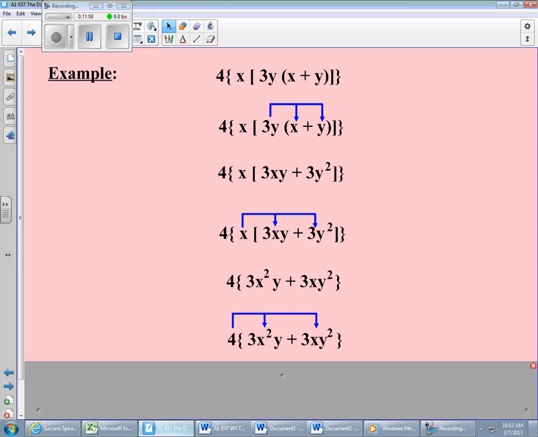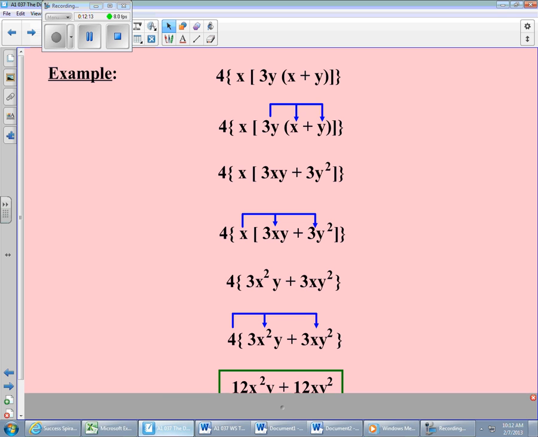4 times 3xy, x squared y, well, 4 times 3, 12. And the x squared y will just be along for the ride. And then 4 times 3 xy squared. Well, again, 4 times 3, 12. And the xy squared is just along for the ride. The only last thing you can do is look at those two terms and say, all right, can I please excuse my dear Aunt Sally right there? But again, we run into the same sticky point. We got an x squared y, and we've got an x y squared. Those are not like terms, so they're going to stay apart from each other.